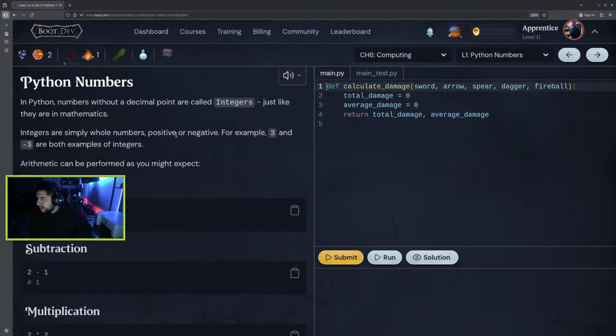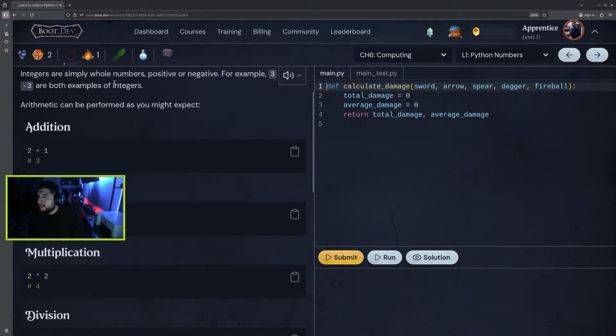Python numbers. In Python, numbers without a decimal point are called integers, just like they are in mathematics. Integers are simply whole numbers, positive or negative. For example, 3 and -3 are both examples of integers. Some of you guys say arithmetic, I say arithmetic. Arithmetic can be performed as you might expect.